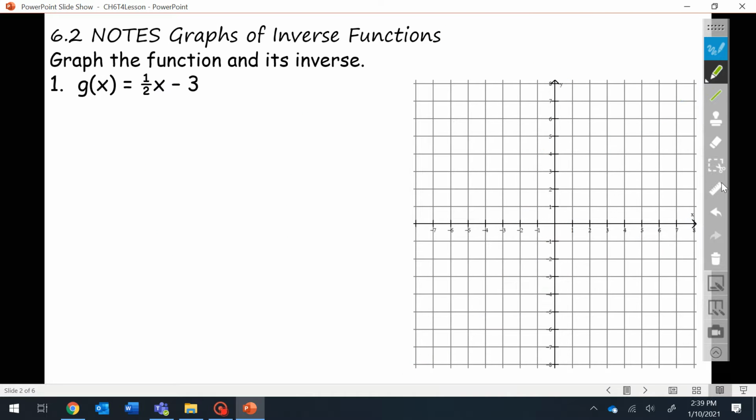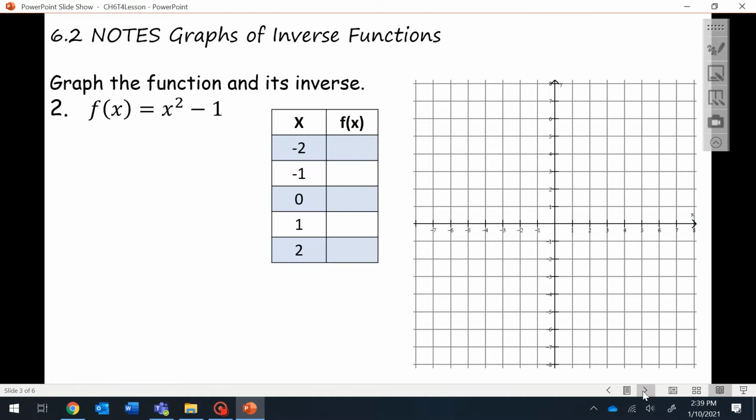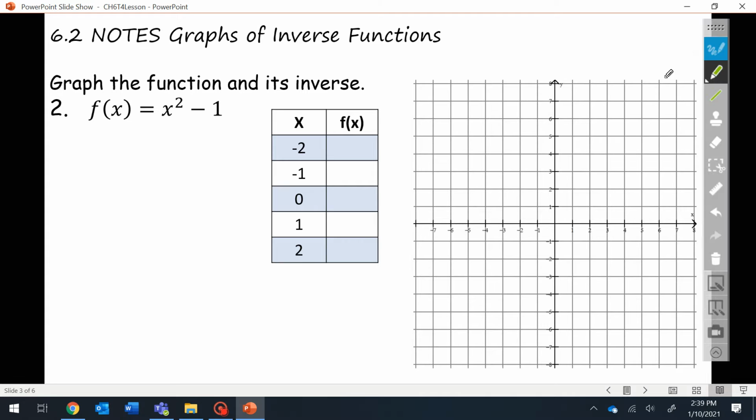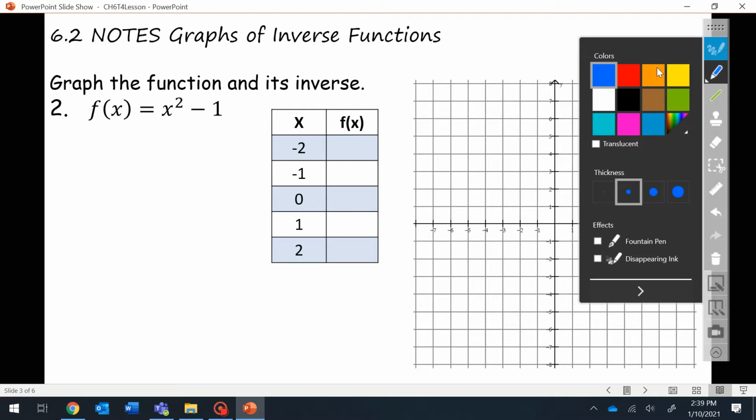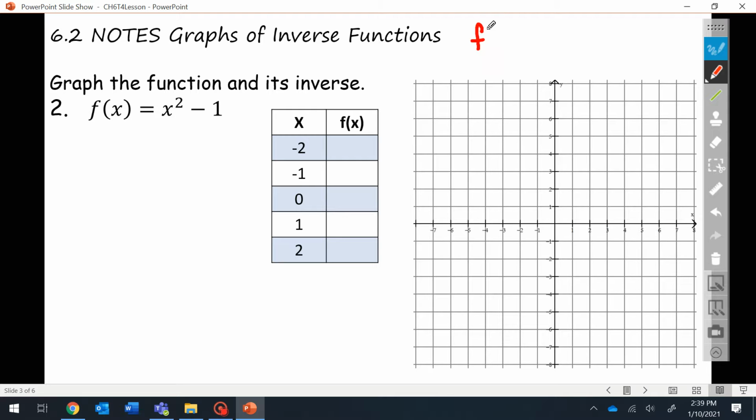Let's take a look at the second function that we did. The second function we did was f of x equals x squared minus 1. And we saw that the inverse function for this one, f inverse of x, was plus or minus the square root of x plus 1. Well, let's graph this first function by plugging in some x values. I've already chosen some, and I'm just going to plug them in and evaluate.